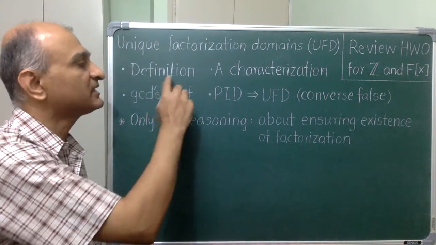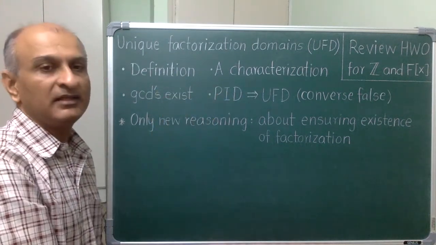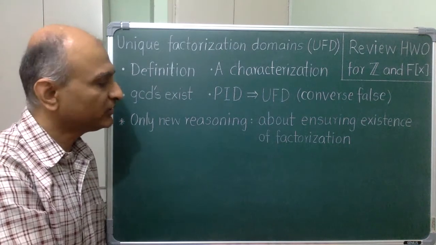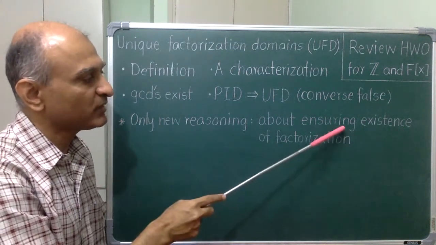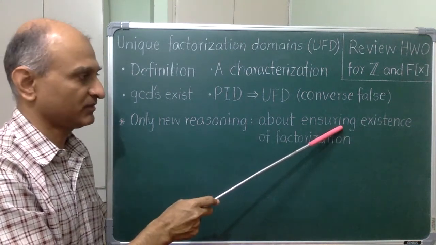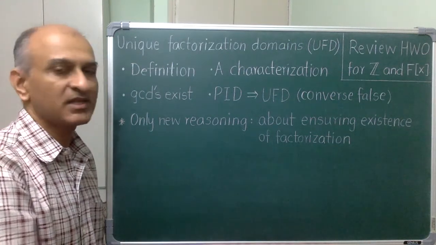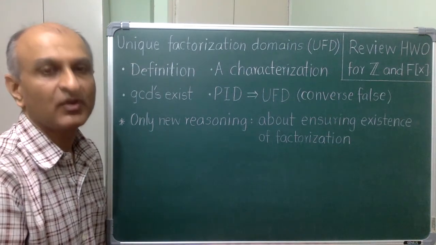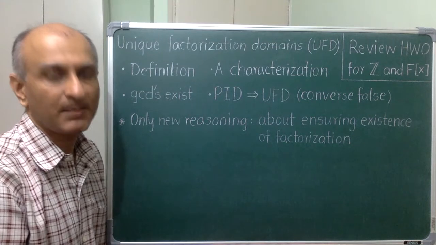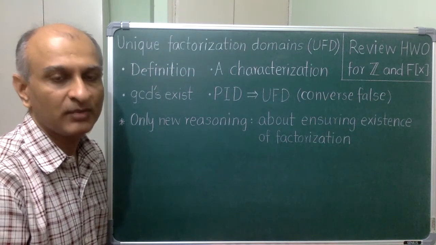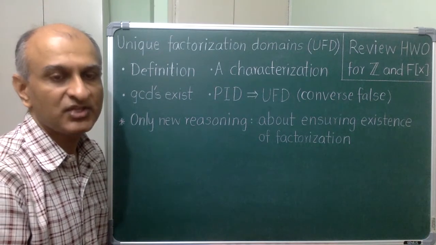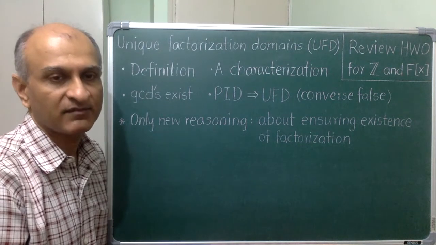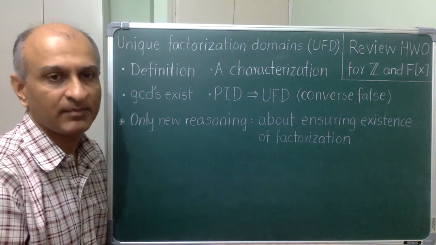In all the reasoning that we will do today, little will be new. The only new part will be about ensuring existence of factorization. And this will require some finiteness condition. Over integers, we had absolute value. For polynomials, we had degree. In general, we will need a more abstract device. So let's start the development.